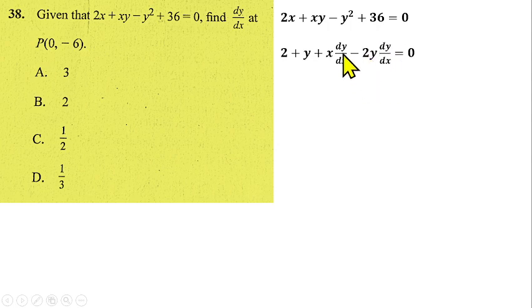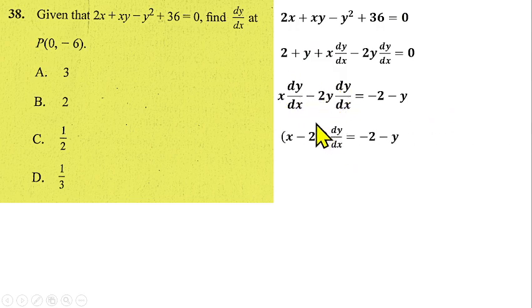Why we have been adding the dy/dx here: y is a dependent variable, so you need to add the dy/dx to it, then differentiate 36, that gives us 0 equals 0. From there you can collect like terms, so 2 can go to the other side and y can go to the other side as well. You have this, then here you can now factorize the dy/dx, so that means you have (x minus 2y) into dy/dx equals minus 2 minus y.